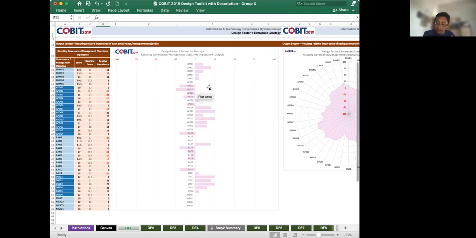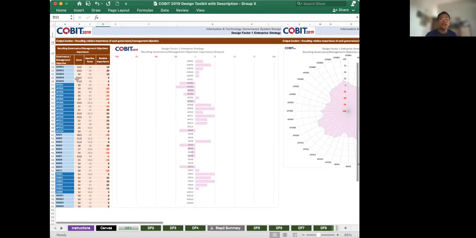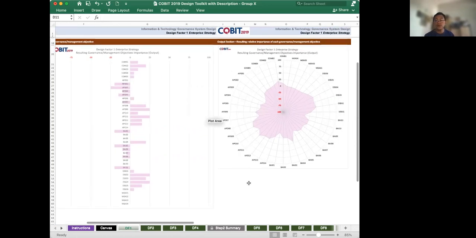Actually you can identify them logically, but for the right formulation you need to open them and see the influence from this value, from this strategy archetype into the GMO here, the EDM1 until MEA4. So you will have this radar chart for all the GMO. The higher level, the more prioritized one. That's how the toolkit works. That's for the DF1.